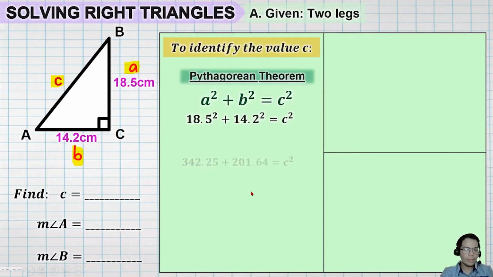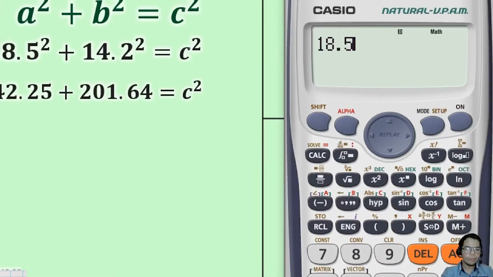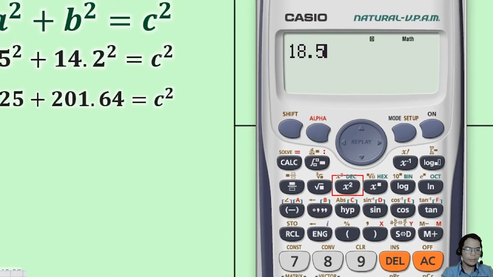So, ang lalabas dyan sa 18.5 squared is gonna be 342.25. Tapos, 201.64 naman yung 14.2 squared. So, meron yang function sa scientific calculator ninyo. Kunyari, yung 18.5 type natin. If you press this one, zoom in natin. Ito, yung may x squared sa scientific calculator ninyo.